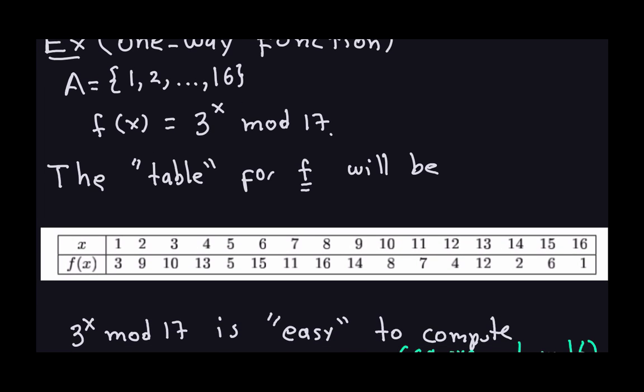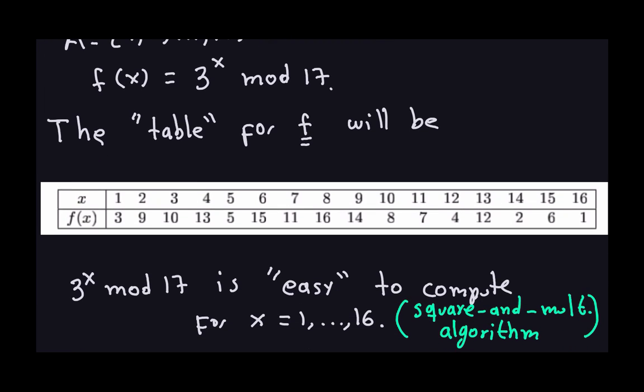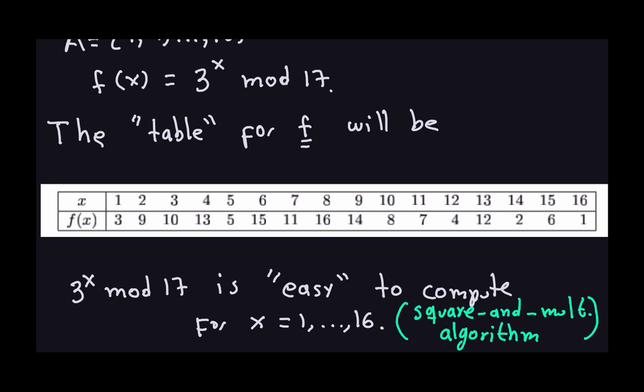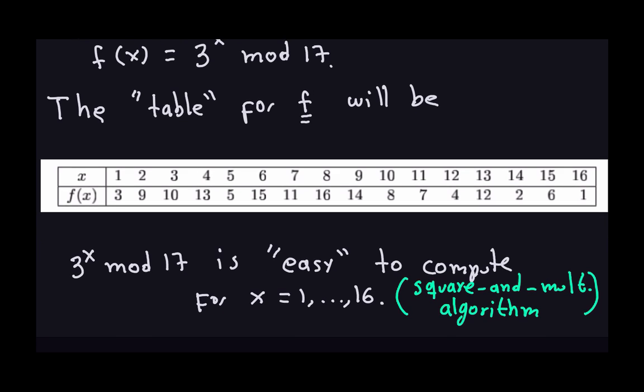So that's another way to see the function with this table. Now this is easy to compute in the sense that, for example, you can usually apply the square and multiply algorithm to make it really easy. If this were a large number, you would do that, and the answer will be very easy to compute for any single value of x.